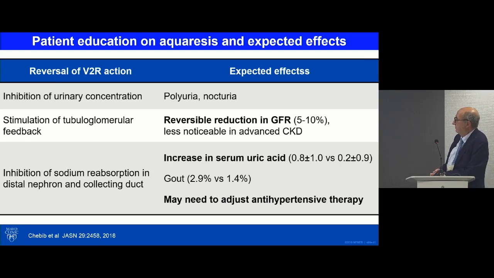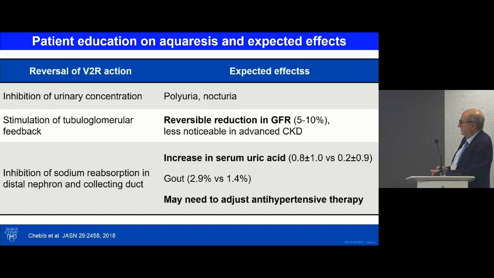Now, they should be informed that tolvaptan enhances tubuloglomerular feedback, and because of that, we expect a reduction in GFR of 5 to 10%. And this is more noticeable in patients with early disease than in patients with advanced disease. There is a study suggesting that the patients that have the higher degrees of reduction in GFR acutely after initiation of tolvaptan are the patients that have the best long-term results of treatment, but that comes only from one study, so it needs to be confirmed by other studies.